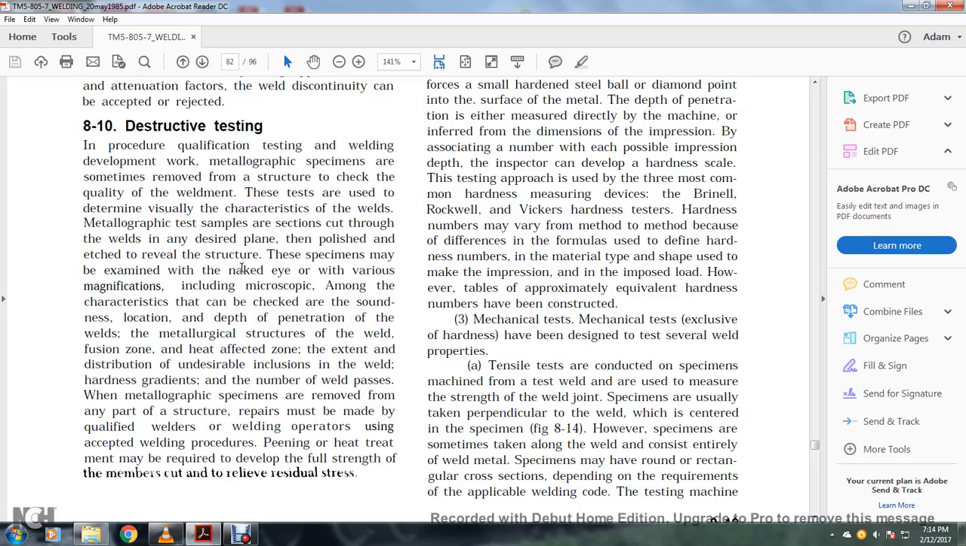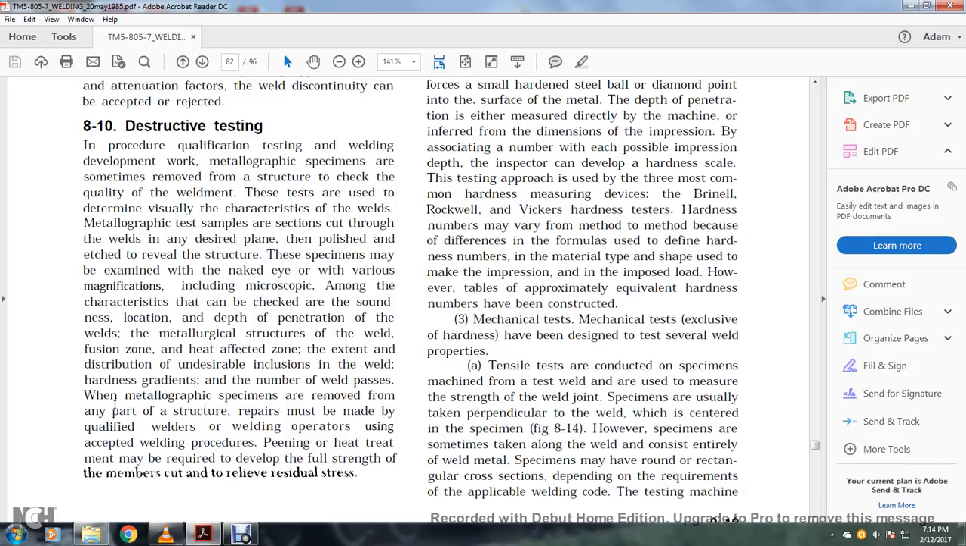It may be examined with the naked eye or with various magnifications, including a microscope. Among the characteristics that may be checked are soundness, dislocation, depth of penetration of the weld, metallurgical structure of the weld, fusion zone, heat-affected zone, the extent of distribution, undesirable inclusions within the weld, the hardness gradients, and the number of weld passes.